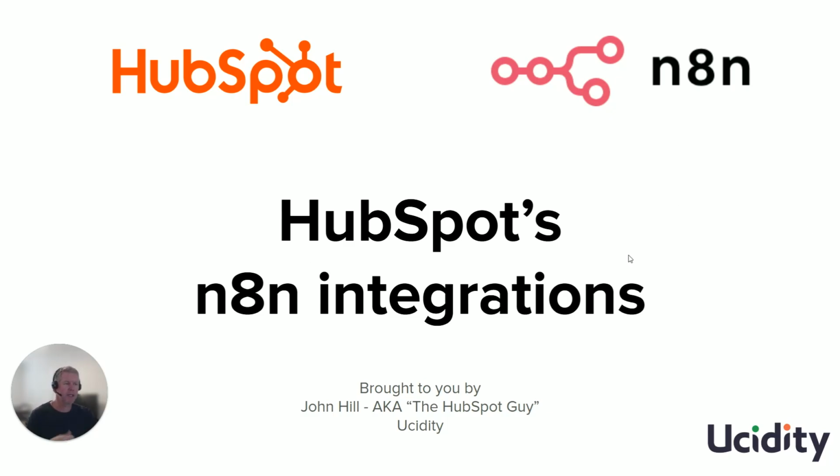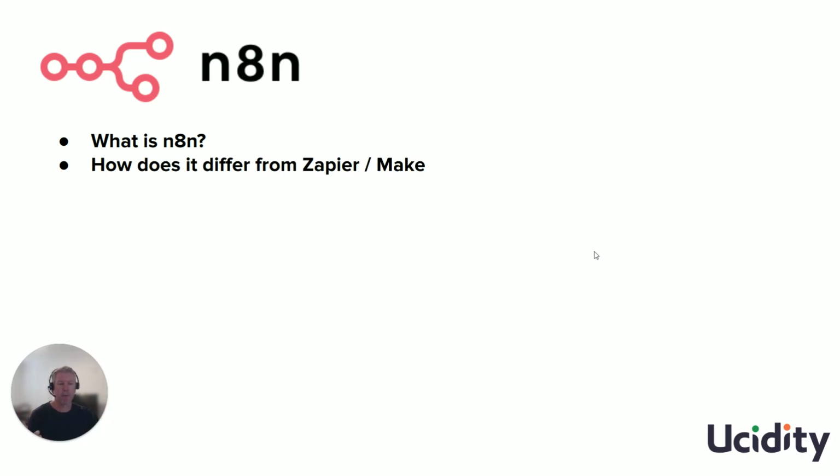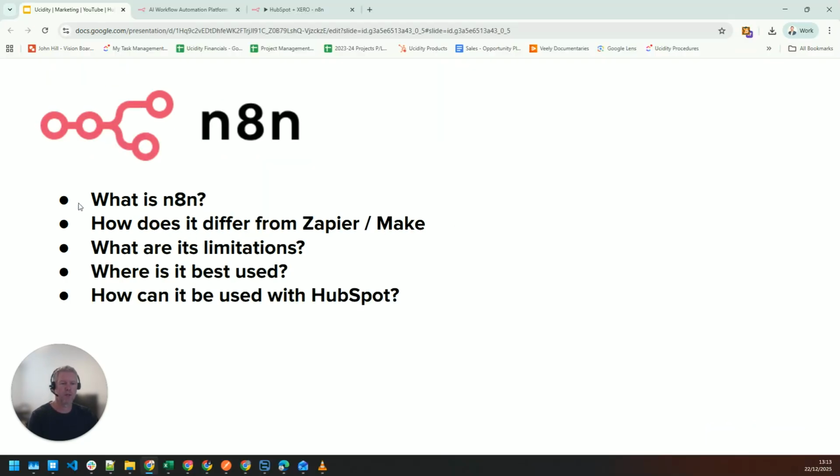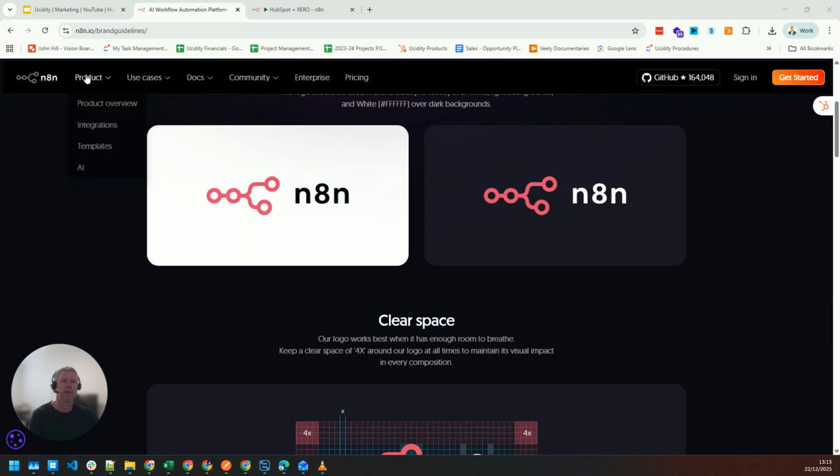So what we're going to cover is looking at n8n, so in terms of what is n8n, how does it differ? You may have heard of something called Zapier or Make, or you might already be using it, what its limitations are, where it's best used, and how it can be used with HubSpot. So let's jump in and take a look at n8n. And I'm just going to cheat a little bit, and I'm going to jump onto the n8n website.